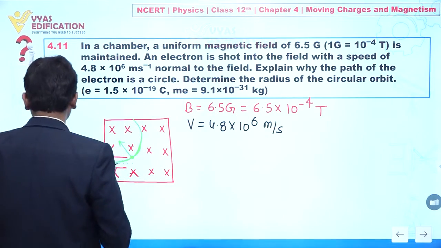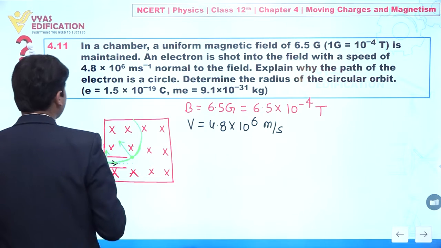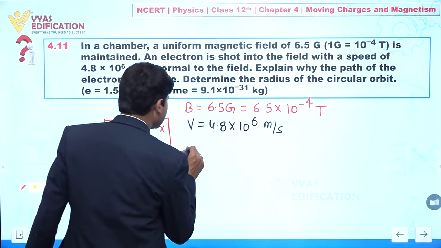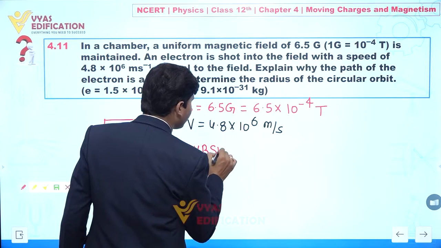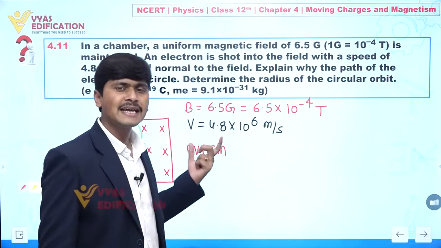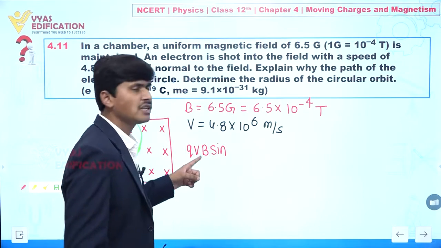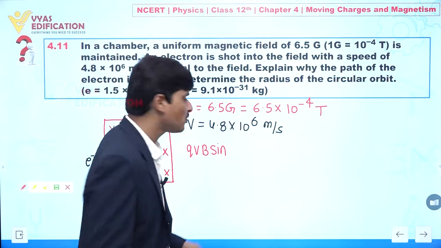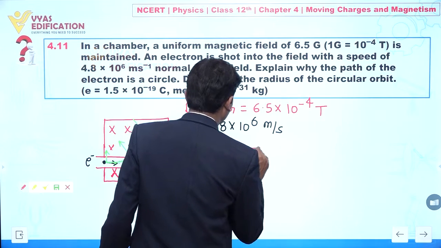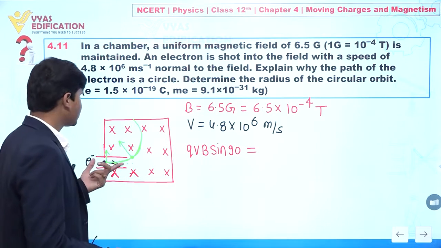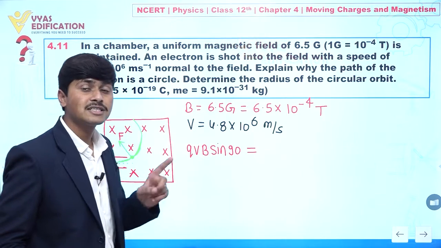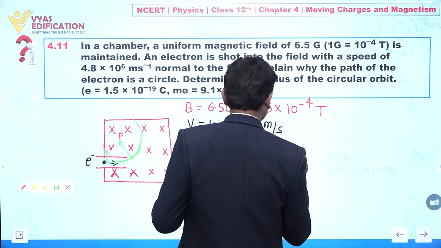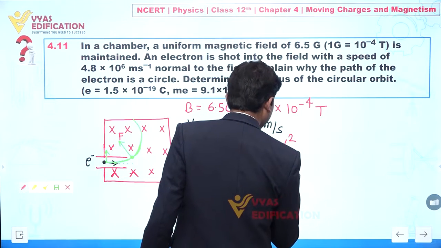Now we have to determine the radius of this circular path. The force acting is given by qvB sine theta, where theta is the angle between the velocity vector and the magnetic field. The velocity vector and magnetic field are perpendicular to each other, so this is sine 90. The force acting here provides the necessary centripetal force, so this is equal to mv square divided by r, where r is the radius.